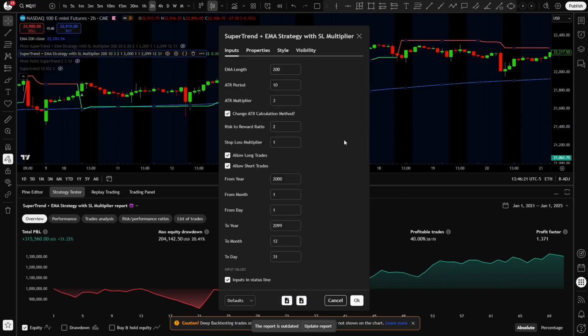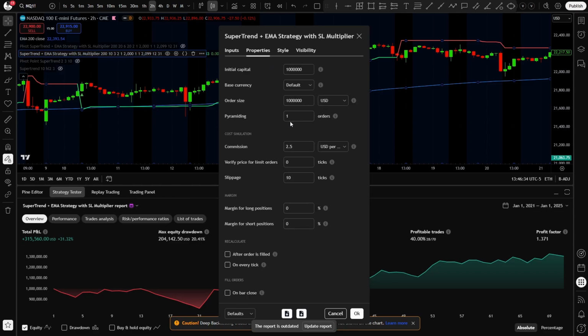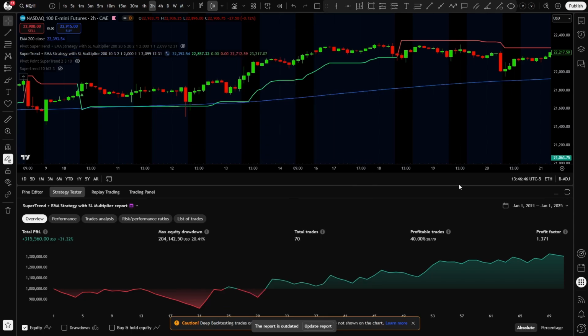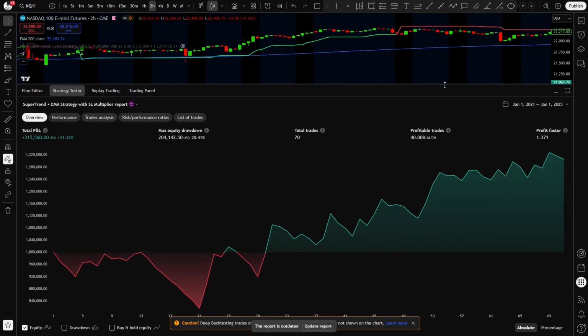And those settings are these. So we are using the original 10 ATR period with the 3 multiplier for the normal SuperTrend with a 2-to-1 risk to reward ratio. We trade both longs and shorts. Here you can see the position sizing and the commission rate, which is 2.5 USD per contract and the 10-tick slippage. And the backtest results are here.